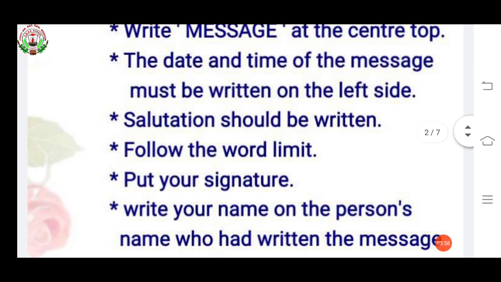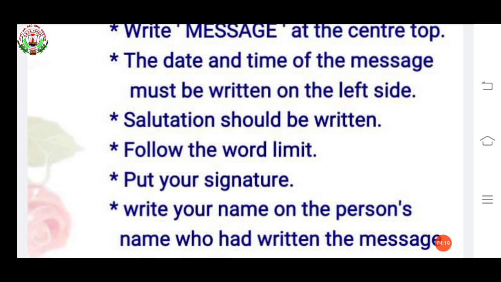Salutation should be written like dear. If you call any name, you can write dear brother, uncle, daddy, whatever it is. So salutation should be written. Follow the word limit. You have to write the content in limited words.